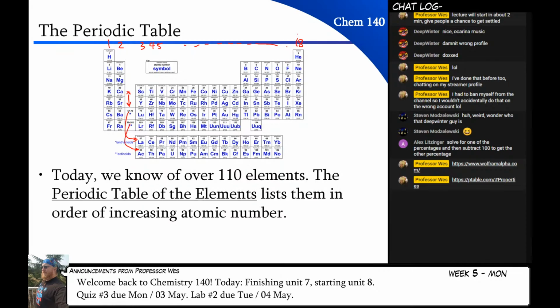There is another numbering system that goes 1 through 8A, and so these two columns over here are considered the A columns, and the remainder over here are A, and then this in the middle is B. That's an old nomenclature system. I will refer to it, but we're going to try and stick to the 1 through 18 just because it's easier to deal with, since all modern periodic tables are just numbered 1 through 18.